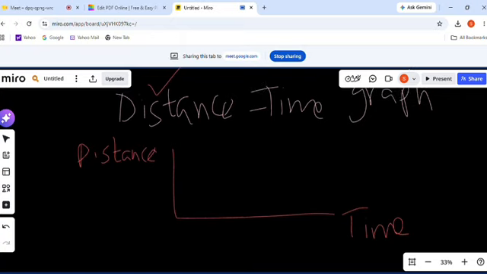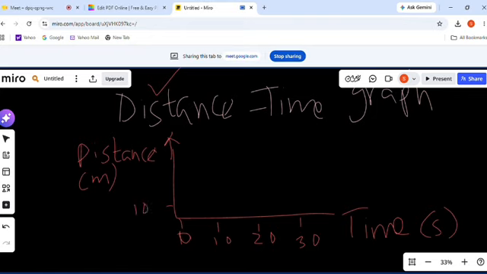If it is a time distance graph, then time is taken along the y-axis and distance is taken along the x-axis. We will write the units according to the SI unit system. Distance is measured in meters and time is measured in seconds, as you know. After drawing this, we will write some values: 0, 10 seconds, 20 and 30, and here 10, 20 and 30.